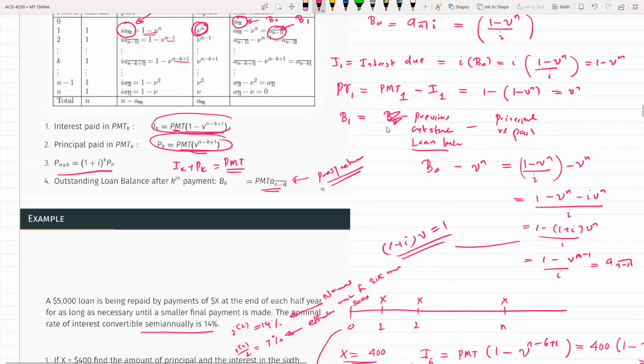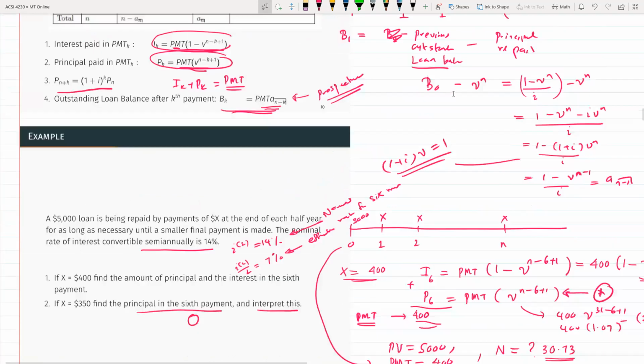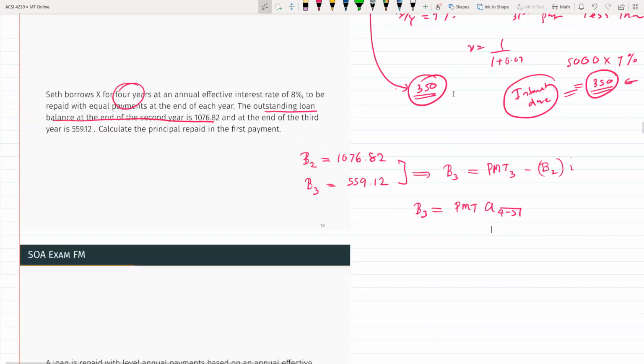We can use this formula actually. Oh, that will be the easier one. So what is B3? B3 is payment times a. So how many payments are we going to make? 4 years. Okay, n minus k. Then the B2 is payment times a of 4 minus 2. Yes, that's equation 1. This is equation 2.